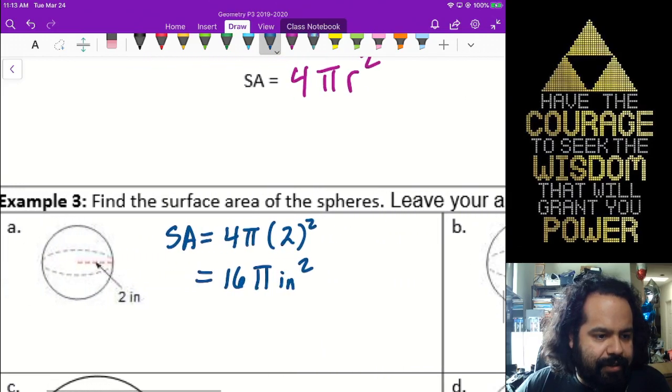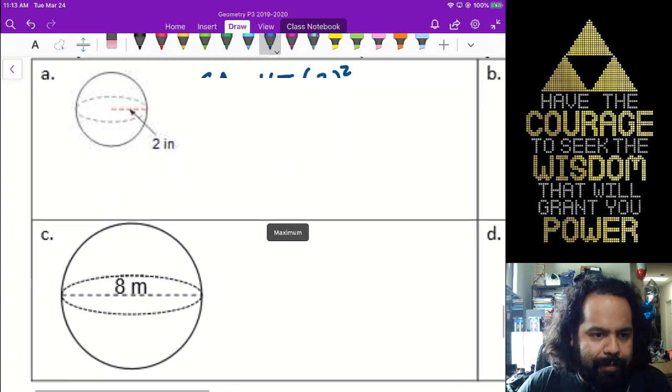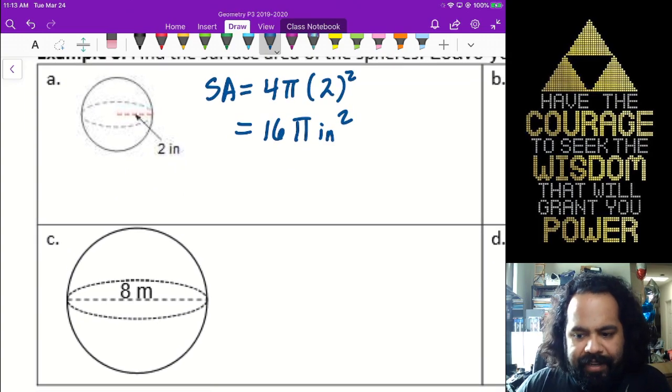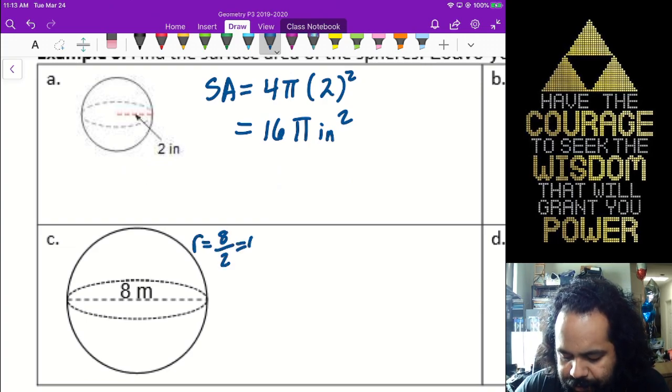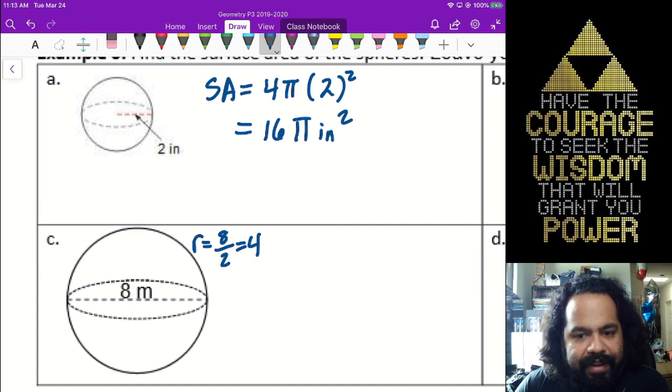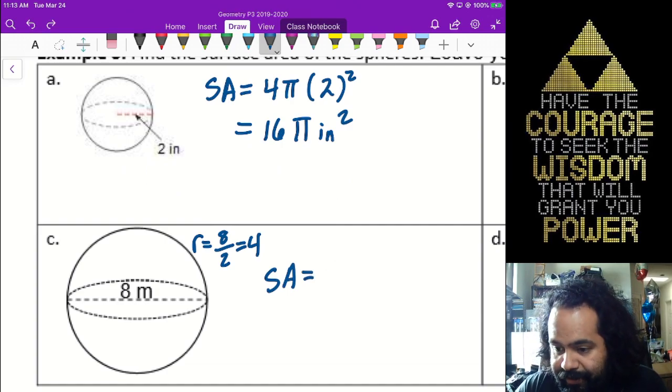Alright, I'm going to do letter C now, just for modeling purposes, and then you guys are going to do B and D on your own. Okay, so right here my radius is equal to half of 8, which is 4, because again, you're given a diameter, so you got to split it in half, and just go for it. Surface area equals 4. Oh my gosh, I cannot write.